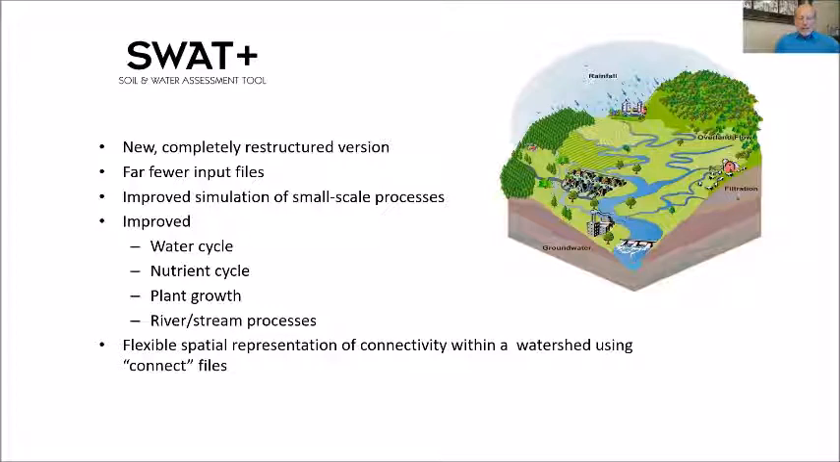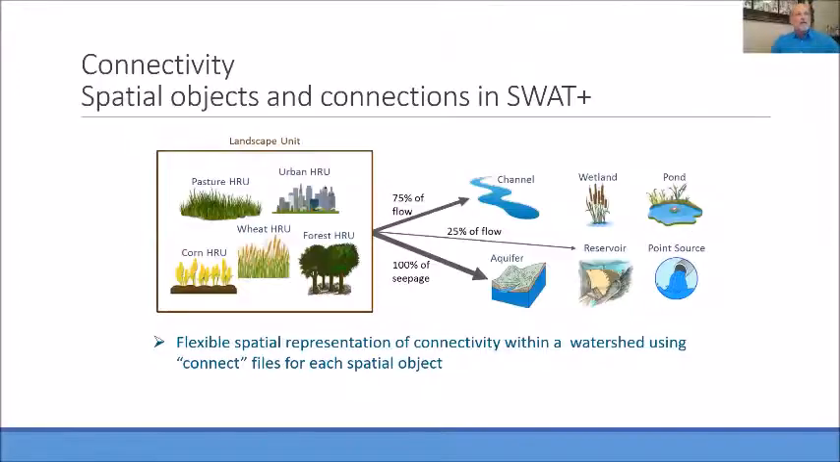The main difference in SWAT Plus is the representation of the connectivity. Instead of in SWAT, where everything was based on a subbasin, the channel, HRUs, the weather were all tied to a subbasin, now each spatial object is a module. The channels, the wetlands, the aquifers, the HRUs are all separate objects. So we have a lot more flexibility in how we can connect those.